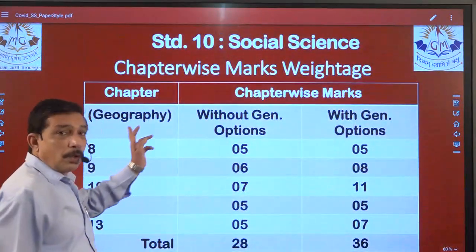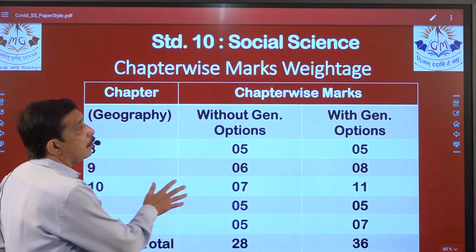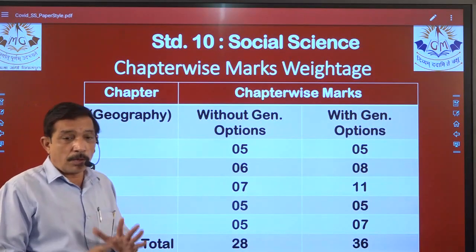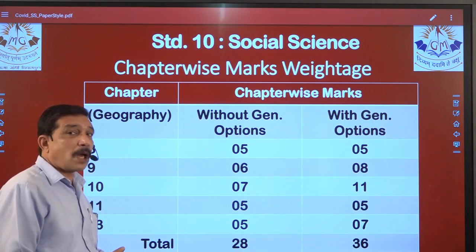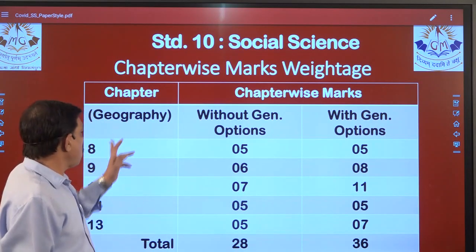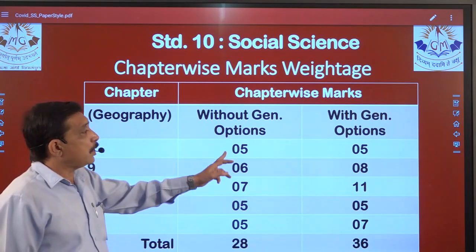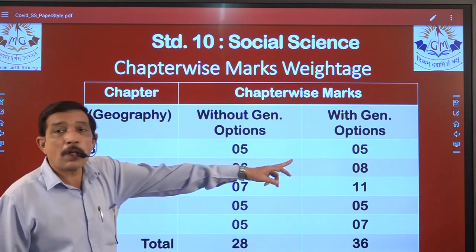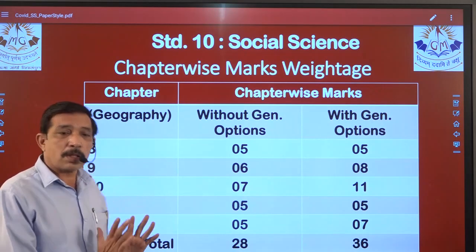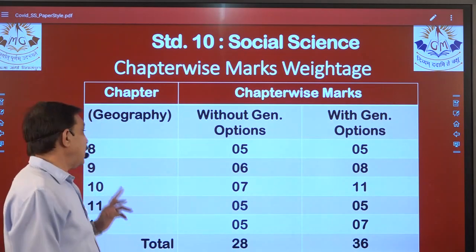Now we come to geography. Again, same thing: in some of the chapters options are available, whereas in some of the chapters options are not available. Geography chapter number 8 without general, that means compulsory 5, you do not have any option over there. That means 5 marks is certain, we have to do from chapter number 8.